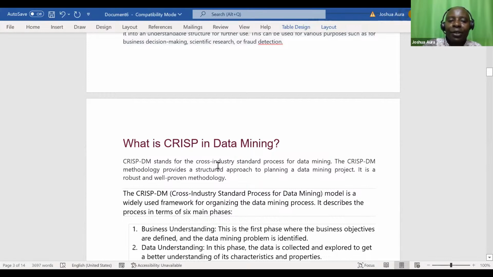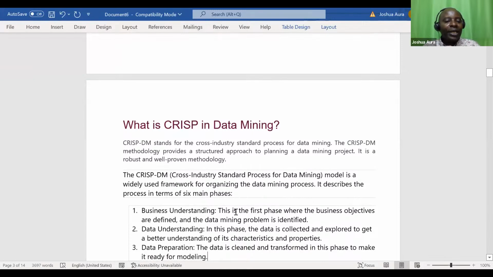The CRISP-DM methodology provides a structured approach to planning a data mining project. It is a robust and well-proven methodology. The CRISP-DM, I'm again repeating this, cross-industry standard process for data mining model is a widely used framework for organizing the data mining process. It describes the process in terms of 6 main phases.